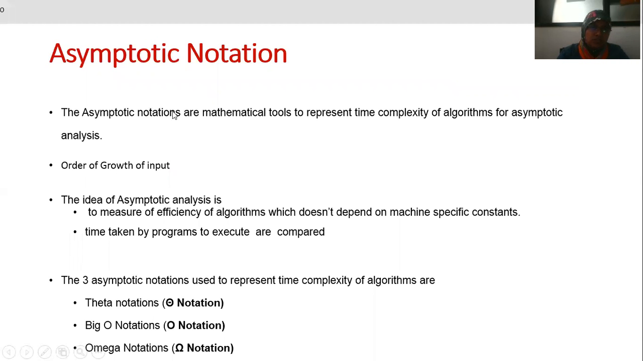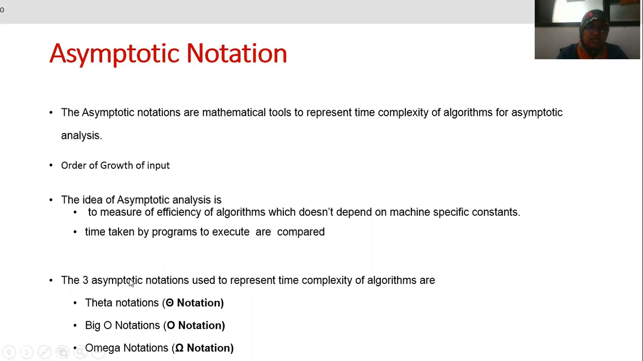So we can call asymptotic notations a mathematical tool to represent the time complexities, and it is directly proportional to the order of growth of the input. In a nutshell, the idea of asymptotic notation analysis is to measure the efficiency of an algorithm and to find the time taken by the program to execute. Suppose you want to compare two algorithms and find out which one is the best. We execute both the algorithms and note the time taken by each. Whichever program has taken less time will be declared the efficient algorithm.